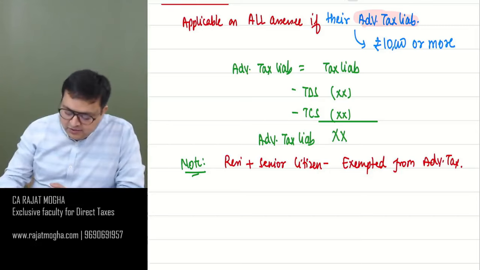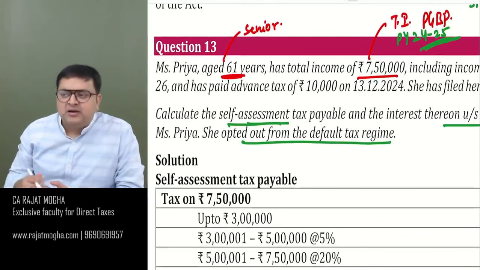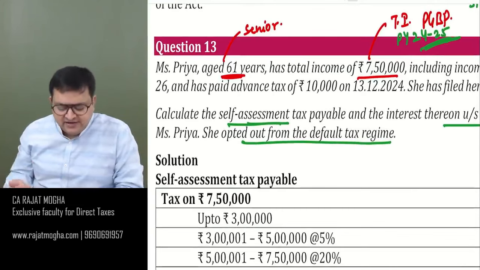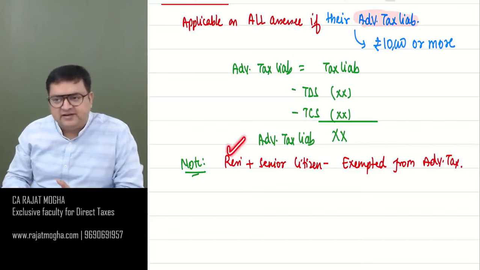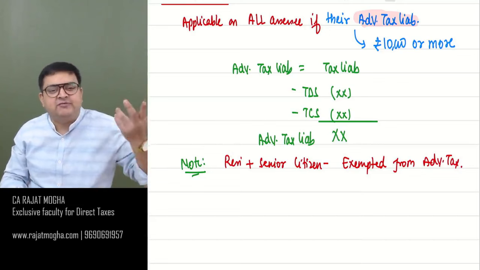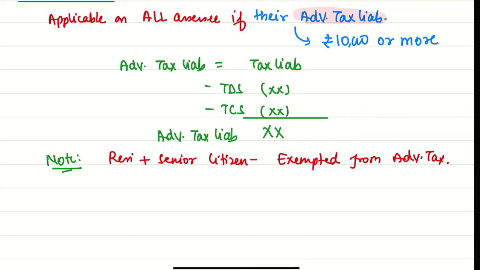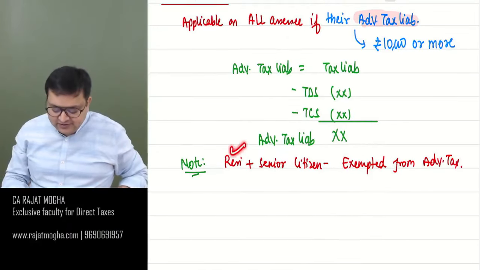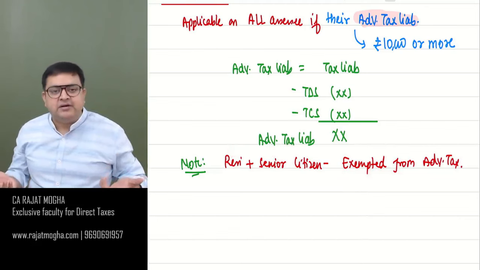In our question, she is 61 years of age. Nothing is mentioned about residential status. So we always assume that the person is a resident. If nothing is mentioned, the question is silent. Do we assume non-resident? No, we always assume resident. So she is a resident also. She is a senior citizen also. So advance tax liability is not applicable on her.